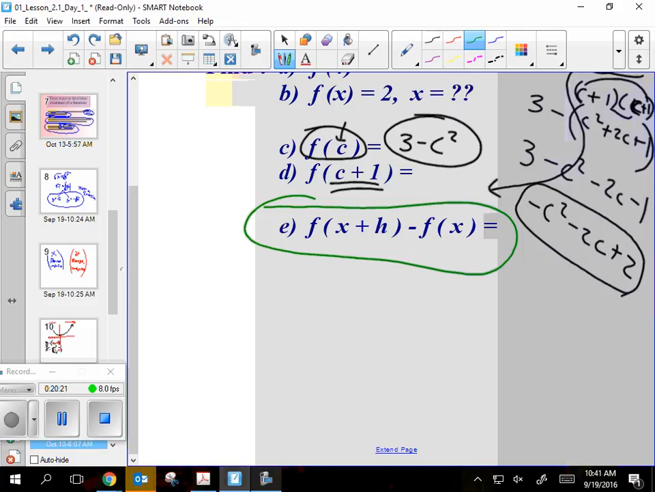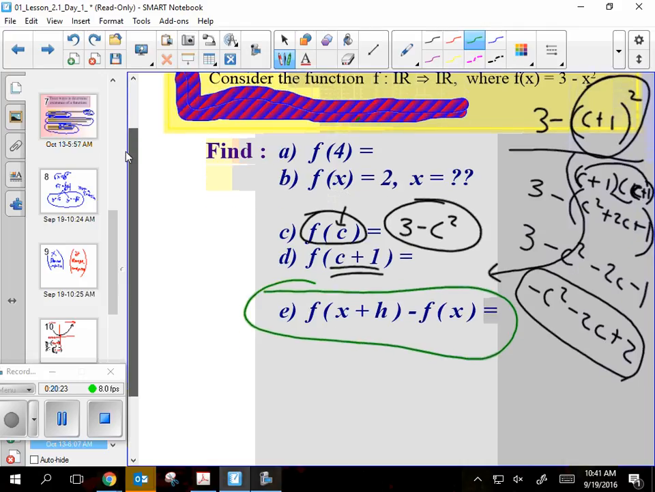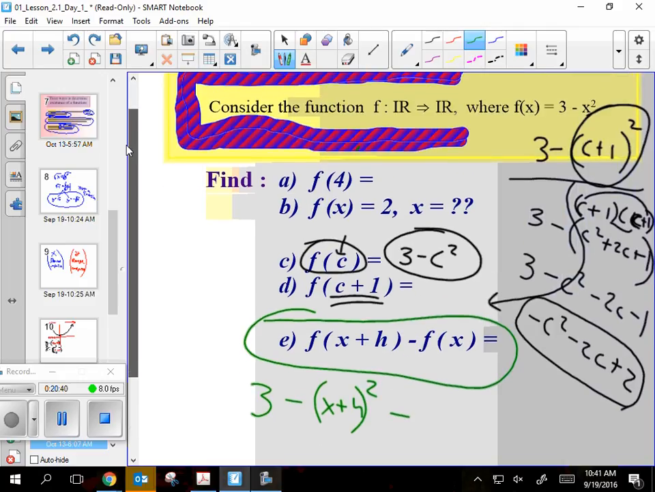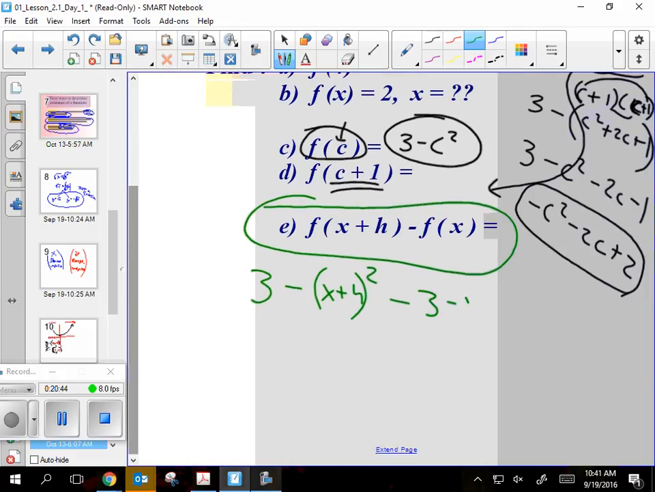F of x plus h. It's not that hard. Here's my function. 3 minus x squared, except I'm not writing an x. Why am I not writing an x? Because I'm going to replace the x with what? X plus h. Then minus f of x. Oh, f of x is that original function again. F of x is right there. 3 minus x squared. I just made a classic mistake right there.